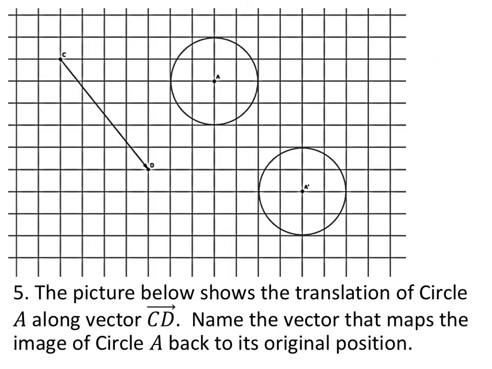This one's a good question. The picture below shows the translation of circle A along the vector CD. Name the vector that maps the image of circle A back to its original position. So if I took A prime and wanted to translate it to A, what vector would I translate it along? Take a moment and talk about that with your partner.